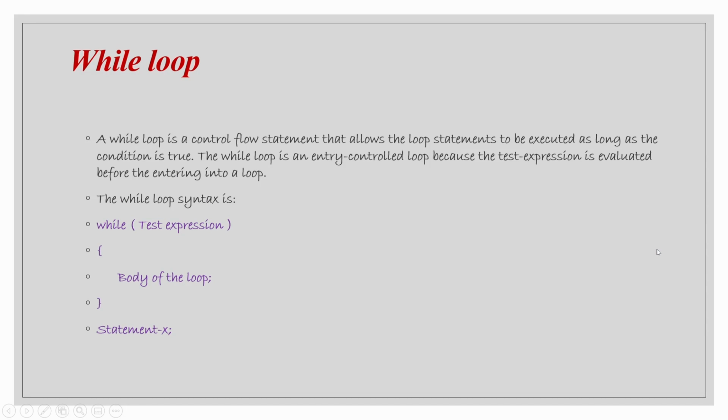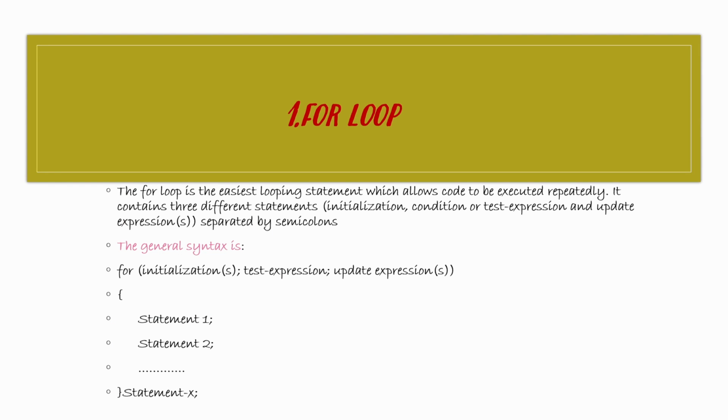The syntax of the for loop is: for, then first the initialization, next the test expression, then the update expression. First we initialize, then we test the expression, and then we go to the update expression. So this is the sequence: initialize, test, update.